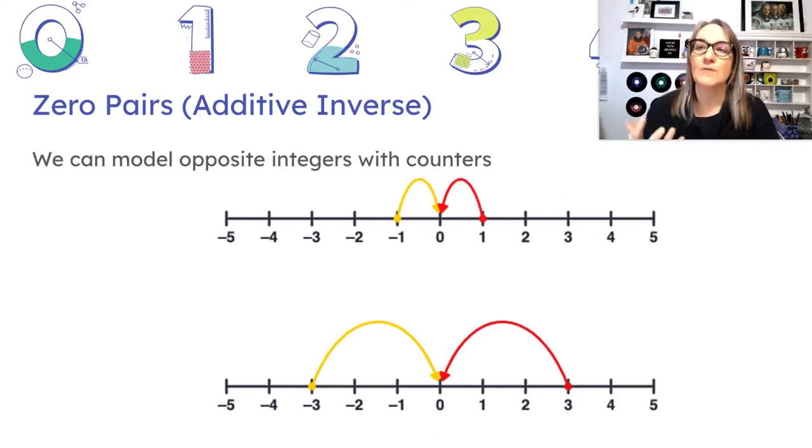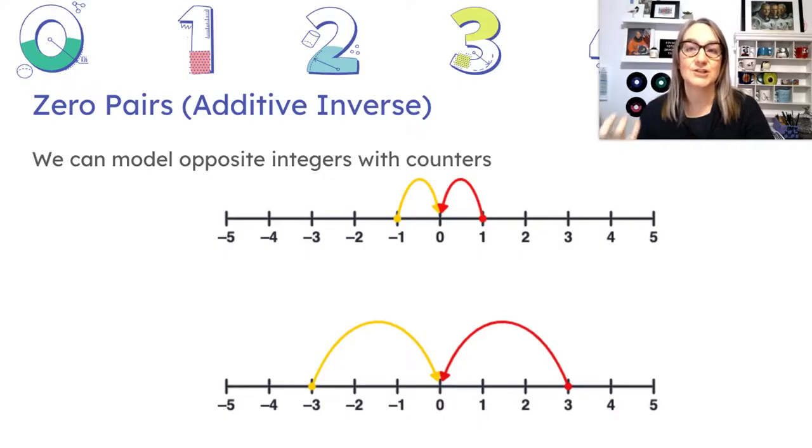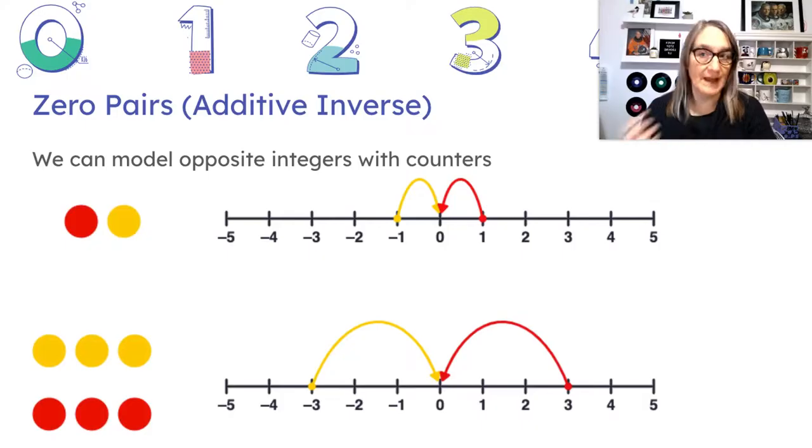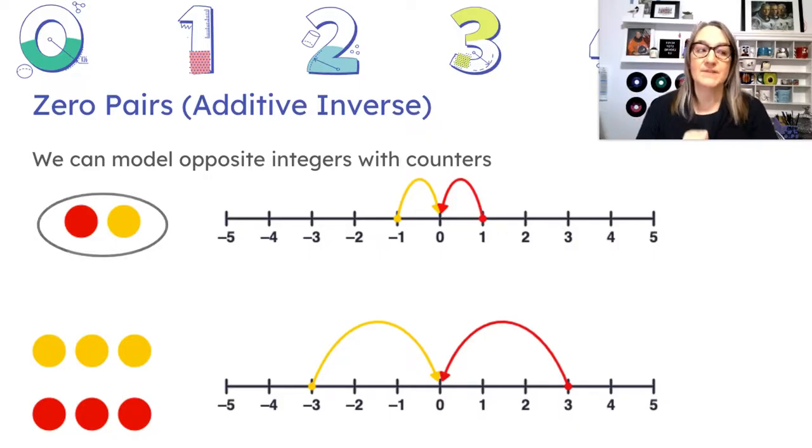We can also model these integers using integer tiles or counters as well. So when we have a pair of counters that are opposites, one positive and one negative, they add up to 0, just like we see on the number line. When they came back together, they met at 0. So when we have a pair of opposites, they add up to 0.